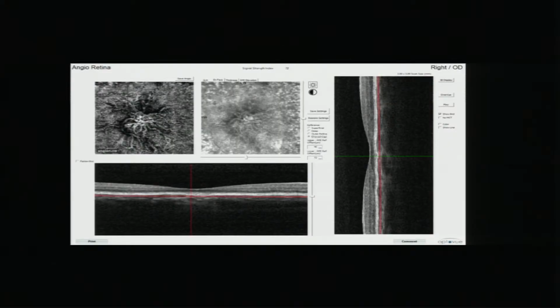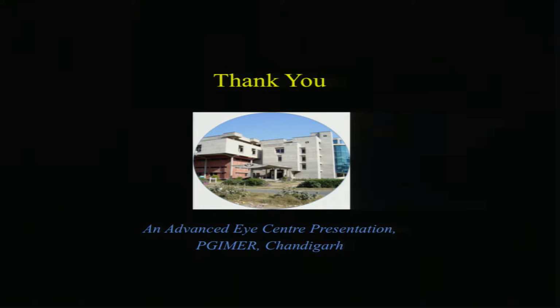So this was a choroidal neovascular complex, which was confirmed on the OCT angiography. So ICG here helped us again to pick up the choroidal neovascular membrane, which could not be picked up on the fluorescein angiography. Thank you very much.